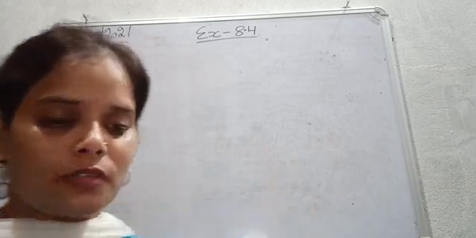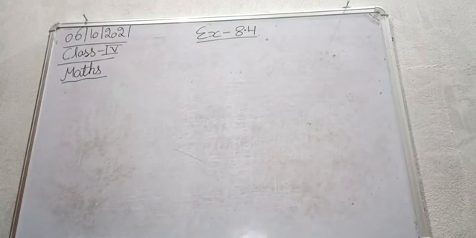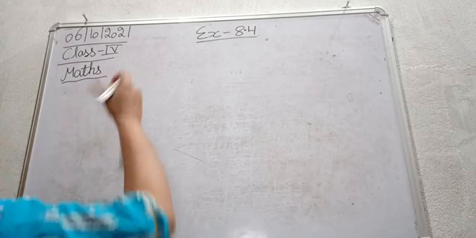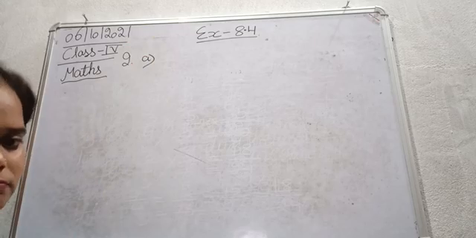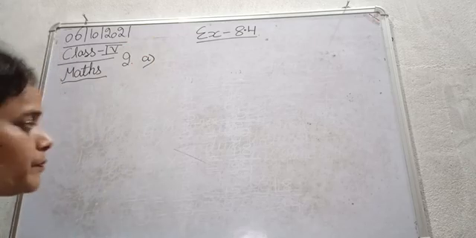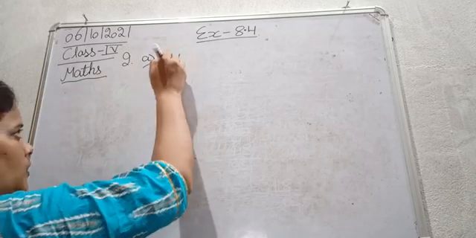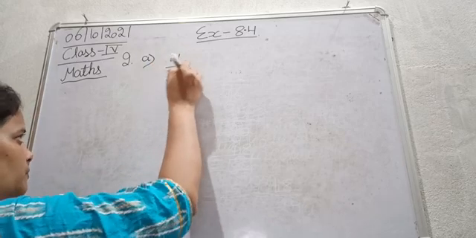So let's write it down. The A part of question number 2 is 4 upon 32.